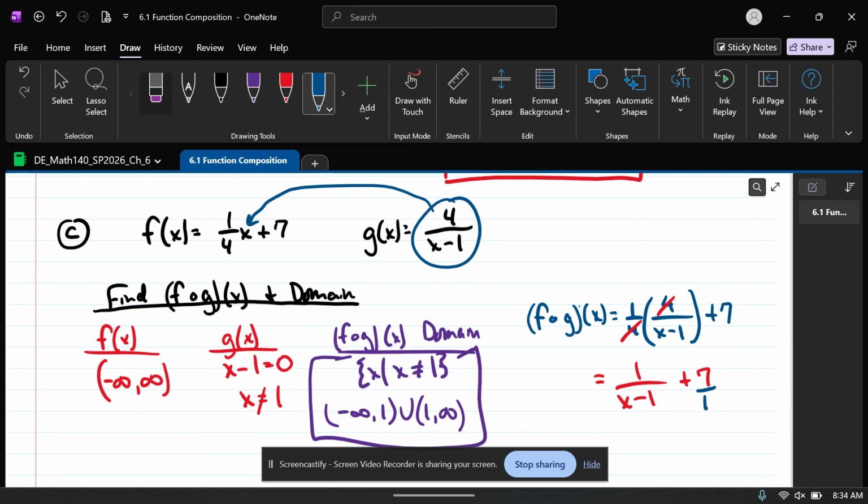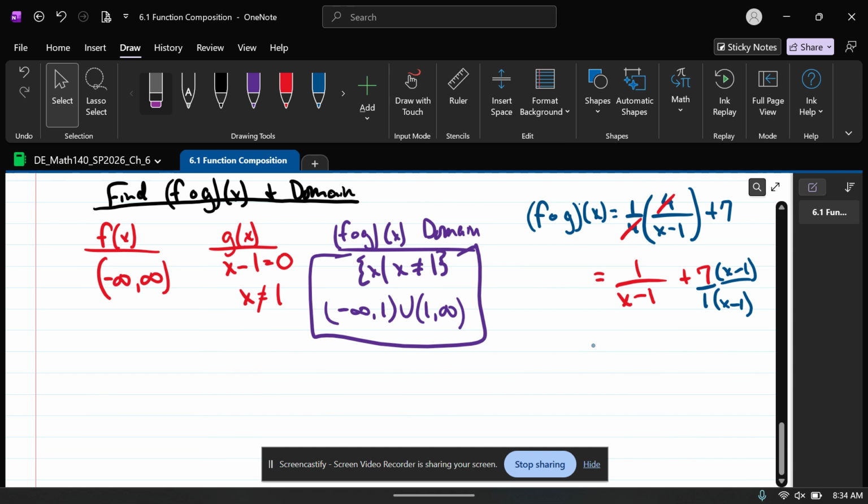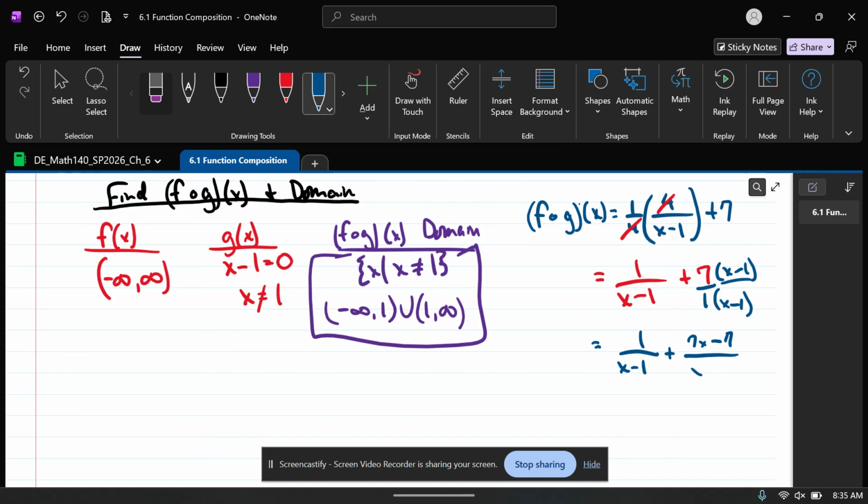Yeah, 1x minus 1. So this fraction already has the x minus 1. This one needs an x minus 1 because it doesn't have it. It just has a 1. So I'm going to multiply the bottom by x minus 1. But if I do that to the bottom, I've got to multiply the top times that. Okay. And that's going to give me 1 over x minus 1 plus 7x minus 7 over x minus 1.